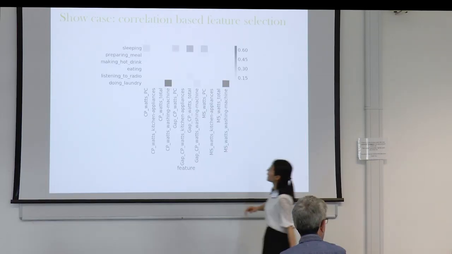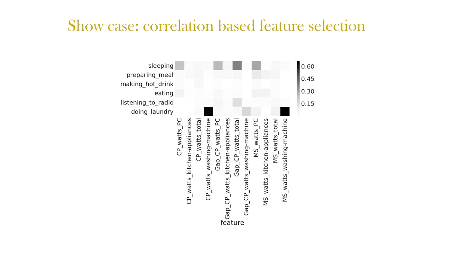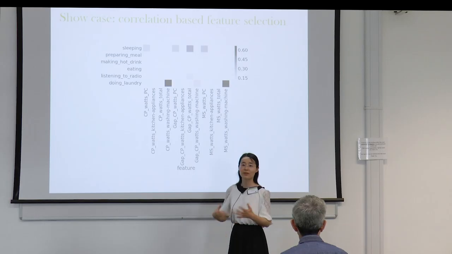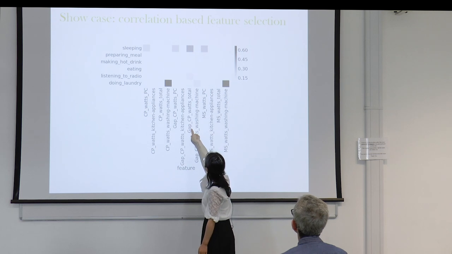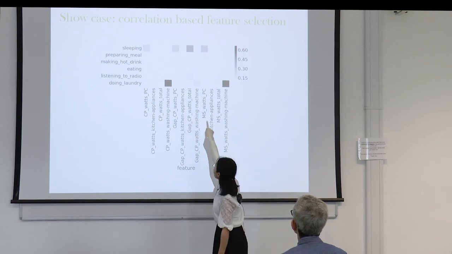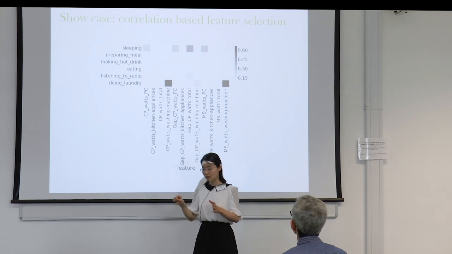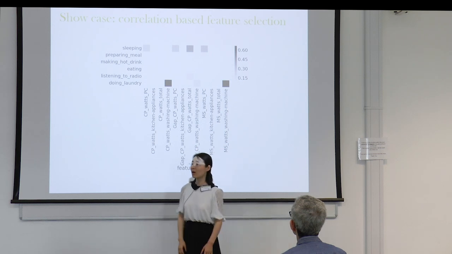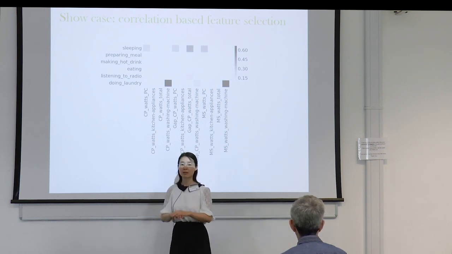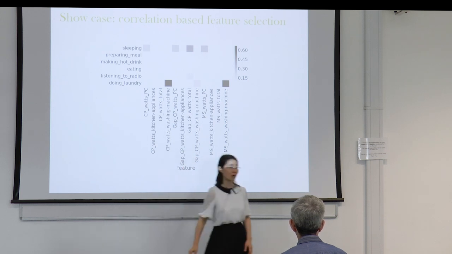This one is more about activities and features. So for example, doing laundry is very closely related to the electricity usage of the washing machine. I think that's very intuitive and very straightforward. And some others, like this is sleeping, the upper point is sleeping, which is very closely related with energy consumption, like I mentioned to you before. If you're sleeping, the house is coming down, and the electricity usage is really stabilized for a longer period.